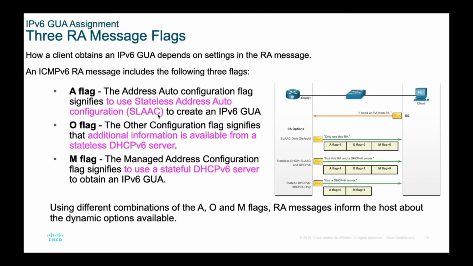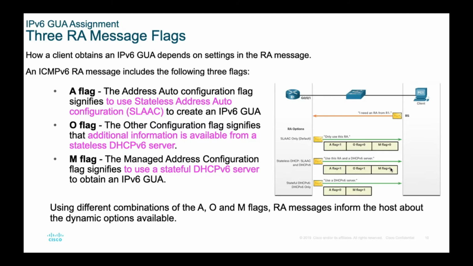But if the A flag is on and the O flag is on, O is for other configuration. With SLAAC only, you don't have info for other configuration like DNS, domain name, and so on. So if you would like to configure DNS and domain name, you must create a DHCP server, DHCP version 6. But this DHCP server we create as stateless, without a feature to manage IP addresses. So they just provide the other info. So we have the A flag turned on and the O flag turned on, but the M flag is turned off.